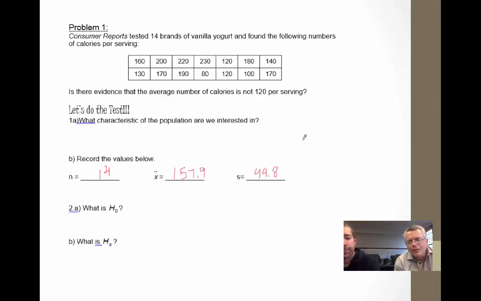Okay, so those are some things we're going to need. So now we'll talk through the test. Our null hypothesis, H0, would be that the average is 120. So mu equals 120. We're going to assume it's 120 for the population. And our alternative hypothesis is that it is not equal to. So this is a two-tailed test.